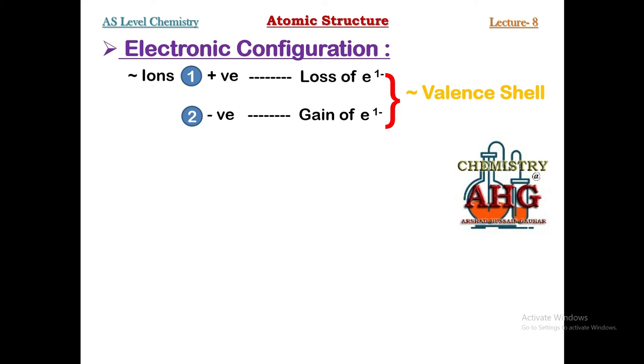I will give you an example. If you have been given Ca2+, you can see the total number of electrons in calcium was 20, but it has become 2 positive, which means it has lost 2 electrons. So you are supposed to write the electronic configuration for 18 electrons. You will write 1s2, 2s2, 2p6, 3s2, 3p6. So it is simple. Simply look at which charge is carried by the ion. If it is positive, the number of electrons becomes less. If it is negative, the number of electrons becomes greater.